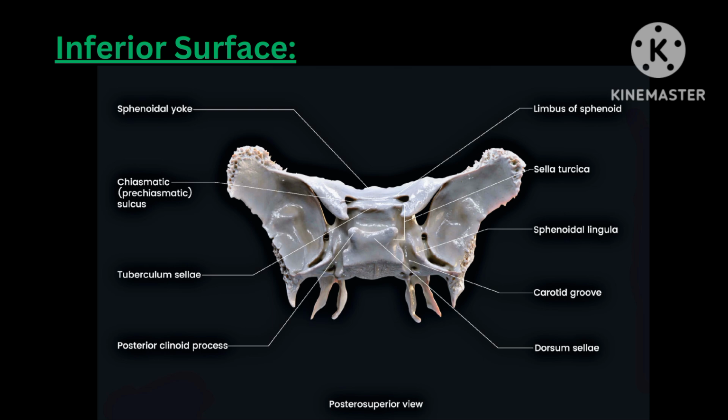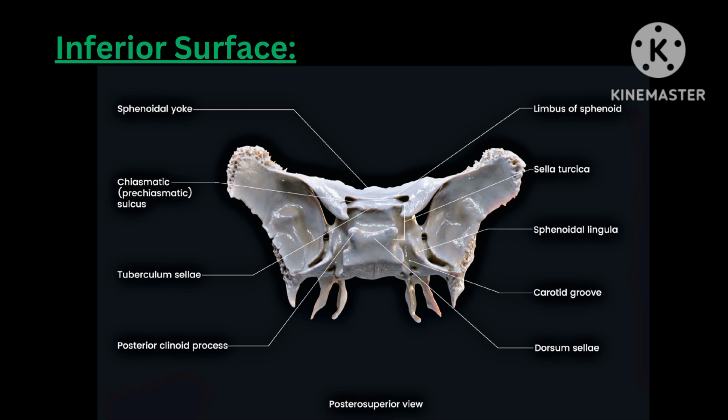The sella turcica, or Turkish saddle, is a saddle-shaped depression on the body of the sphenoid. It lies above the sphenoidal sinus and contains the hypophysis, the pituitary gland. The sella turcica features such structures as the hypophyseal fossa, tuberculum sellae and dorsum sellae.